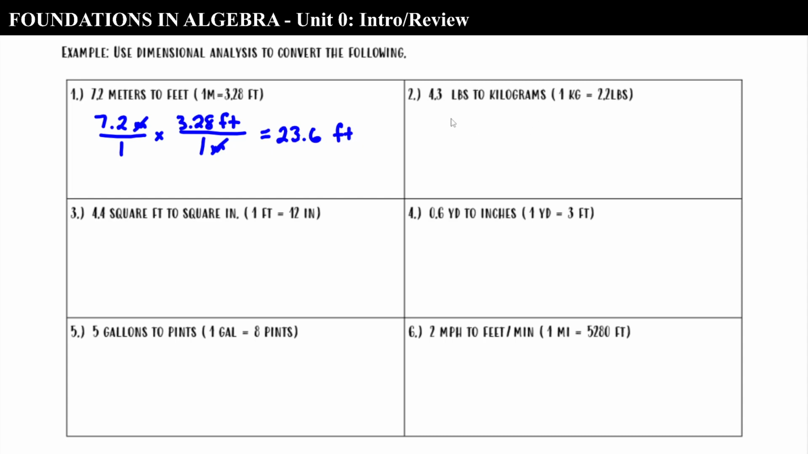For 4.3 pounds to kilograms, we start with 4.3 pounds and put it over 1. We know we need pounds on the bottom and kilograms on the top. 1 kilogram is equal to 2.2 pounds. That's our conversion factor. With our pounds canceling out, we have 4.3 divided by 2.2, and that gives us approximately 2.0 kilograms.